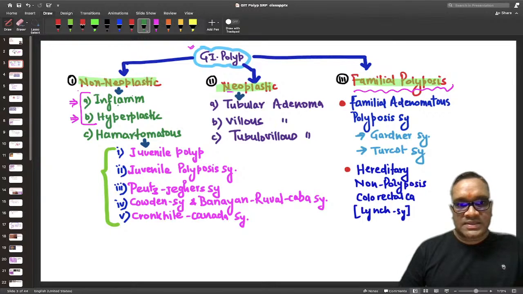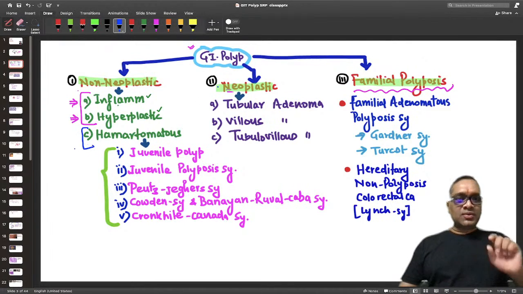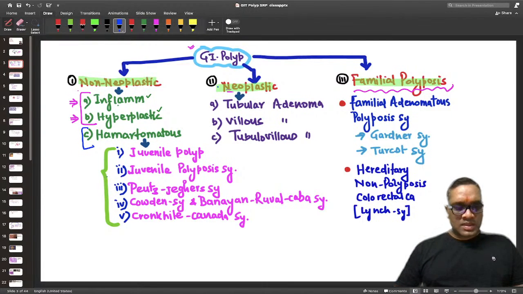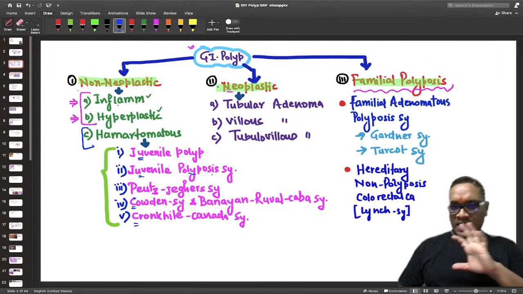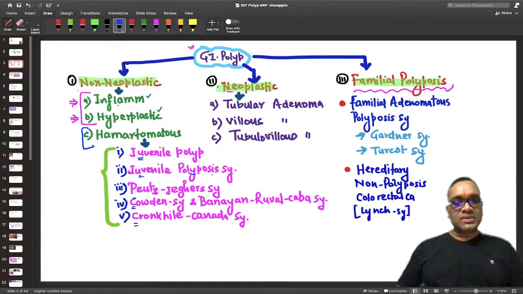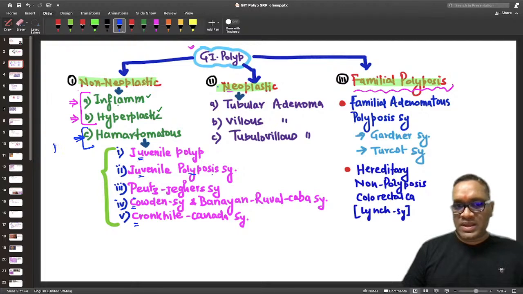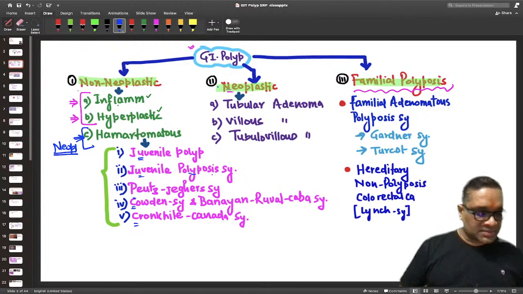In non-neoplastic, I said there are inflammatory and hyperplastic, right? In neoplastic polyp, you can include hamartomatous also. I will tell you why. You can see this group of polyps: juvenile polyp, juvenile polyposis syndrome, Peutz-Jeghers syndrome, Cowden syndrome, Cronkhite-Canada syndrome, right? They were initially considered hamartomatous and not associated with tumor. But later on, it was found that they can be associated with tumor also. So that is why I am saying this should be considered under the heading of neoplastic polyp, right? Neoplastic hamartomatous polyp, right?